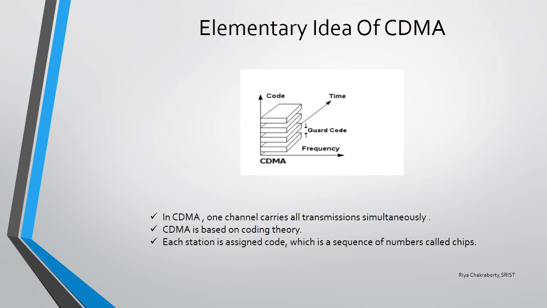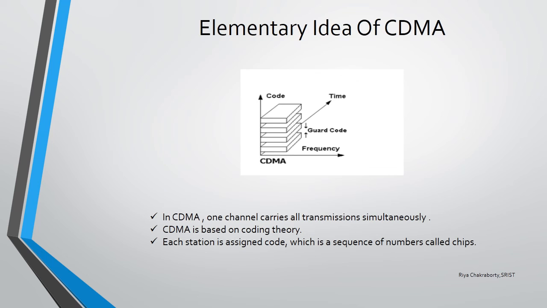Now, the elementary idea of CDMA. CDMA differs from FDMA because only one channel occupies the entire bandwidth of the link, and it differs from TDMA because all stations can send data simultaneously. There is no time sharing.